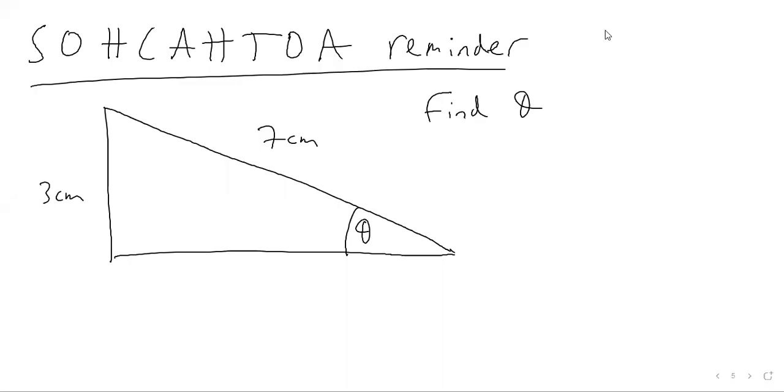Hi, so today we're just going to do a reminder of SOHCAHTOA to start with, and you'll see why we're doing this in a minute. So what we're going to start with is just finding the angle in this right angle triangle. That's the opposite side of the angle there. This is the hypotenuse. It's going to be using sine. So sine theta is equal to the opposite over the hypotenuse. So sine theta equals 3/7.